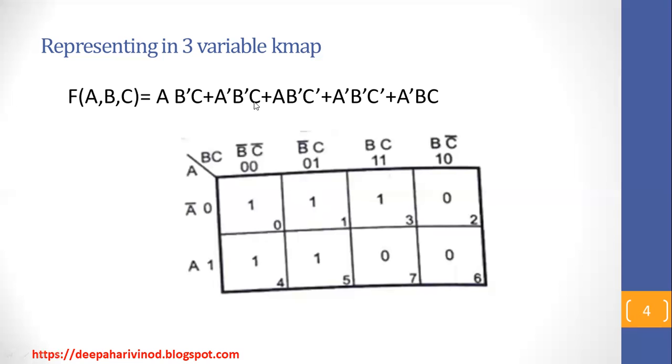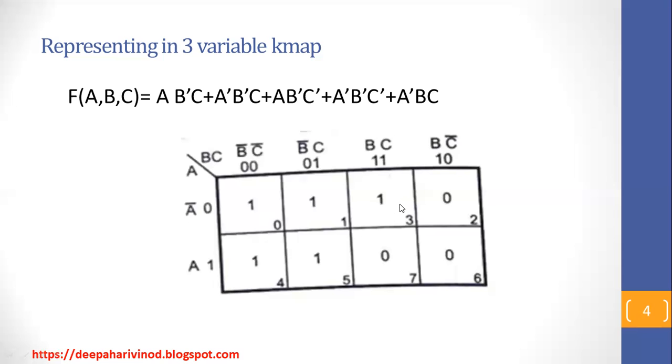This one is the combination of this, and A B bar C bar. This one represents that A B bar C bar. Next is A bar B bar C bar. So it will be this one, that is A bar B bar C bar, and next is A bar BC. A bar BC represents this one. So in this way we can plot this Boolean function into this K map.